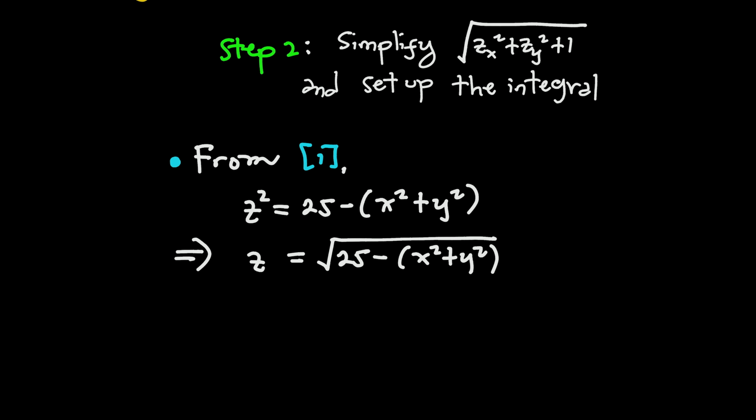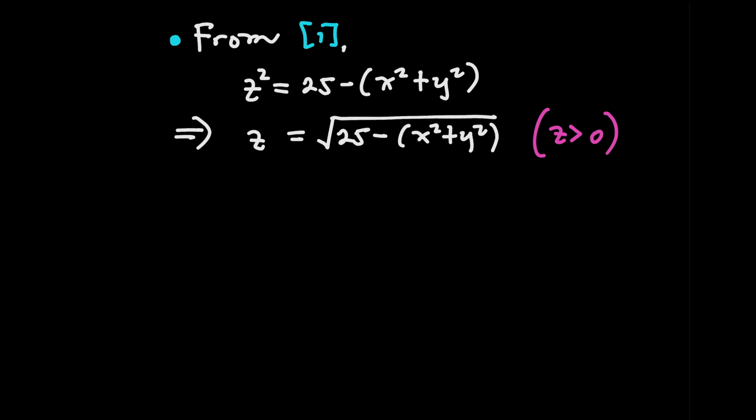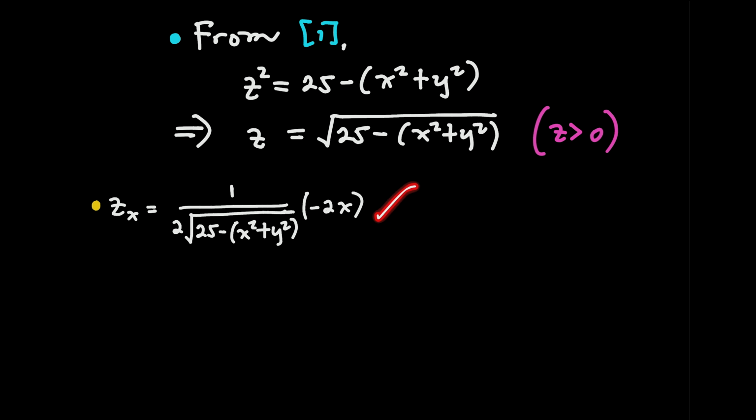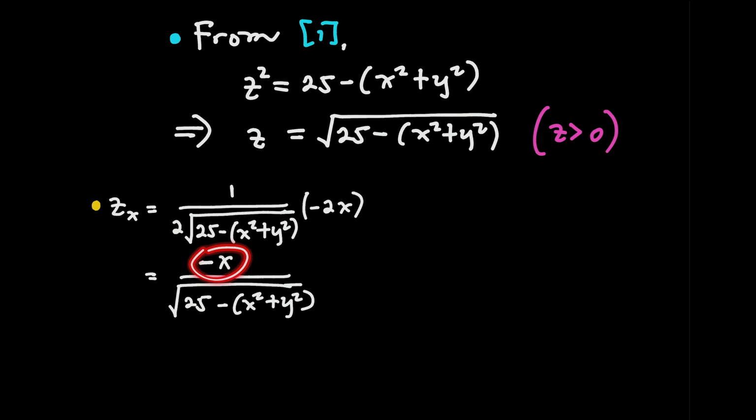Here we only consider the positive square root since z is greater than 0. That is the portion above the xy plane. Deriving this z in terms of x gives us this derivative. We have 1 over 2 times this square root, and then this one comes from the derivative of this inside term. And we can cancel this constant, and hence we are left with negative x divided by this square root.